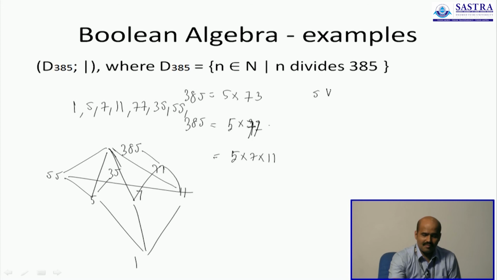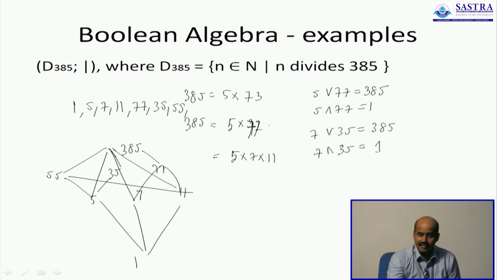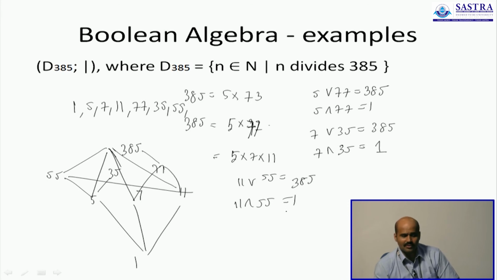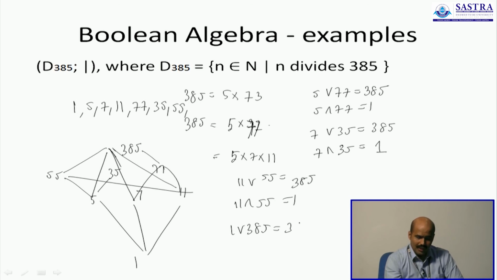In fact, 5 and 77 are complements of each other. 5 and 77 have their least upper bound in 385, the greatest lower bound in 1. 7 and 35 are complements of each other. Their greatest lower bound is 1 and least upper bound is 385. 11 and 55 are complements of each other. Their LUB is 385, their GLB is 1. We have covered 3 pairs now. The only pair left is 1 and 385. 1 and 385 are complements of each other. Their LUB is 385 itself, and their GLB is 1 itself.